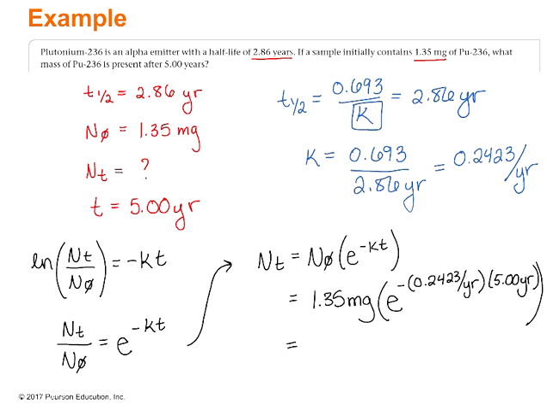Okay, so what I got, and what the book got, was 0.402 milligrams. All right, so what that tells us is that after 5 years, our 1.35 milligram sample of plutonium-236 will decrease to 0.402 milligrams.